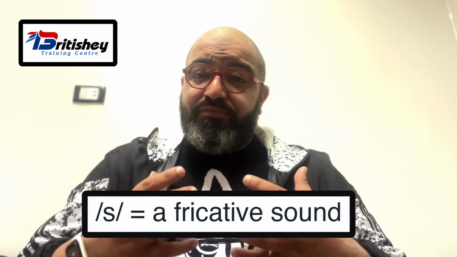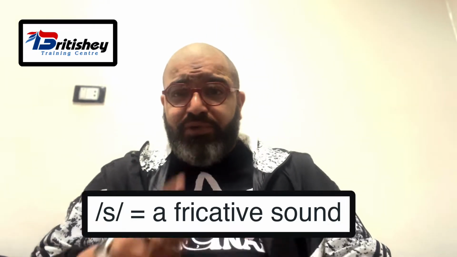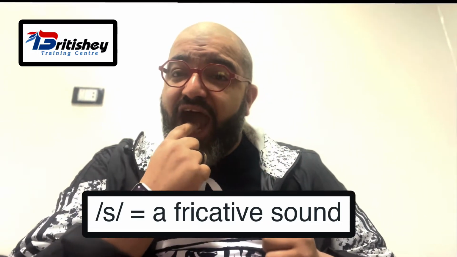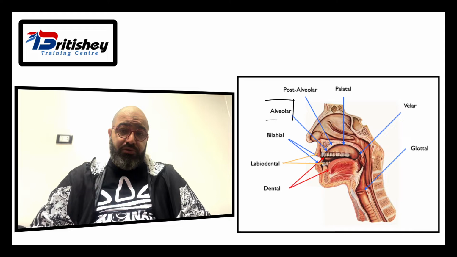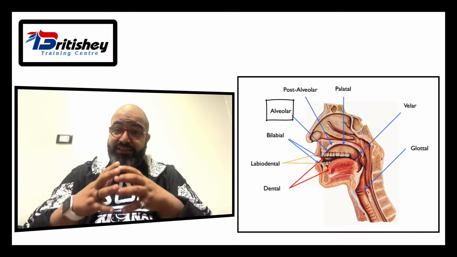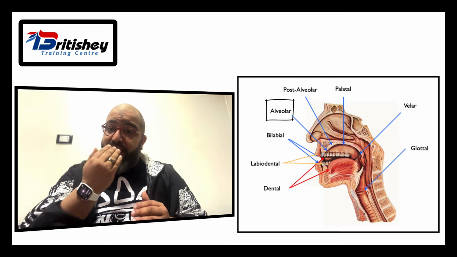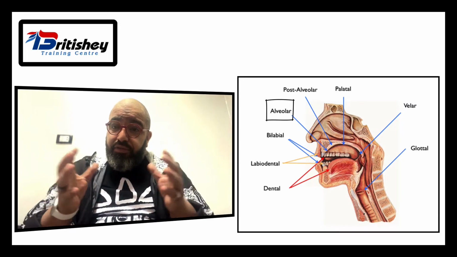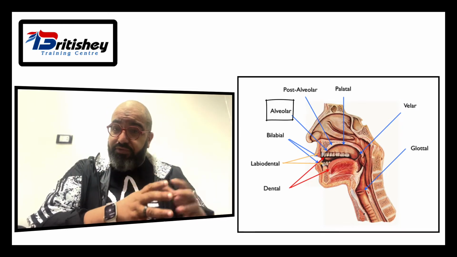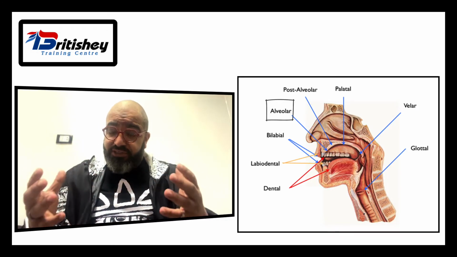Now, this is the manner of how the sound s is articulated. But what about the place of articulation? Actually, the sound s comes from here, and this part is called the alveolar ridge. Because of this, the s sound is an alveolar sound, where the tongue comes close to the back of the upper teeth. So again, the manner of articulation of the sound s is fricative, and the place of articulation is the alveolar ridge, so it's an alveolar sound.